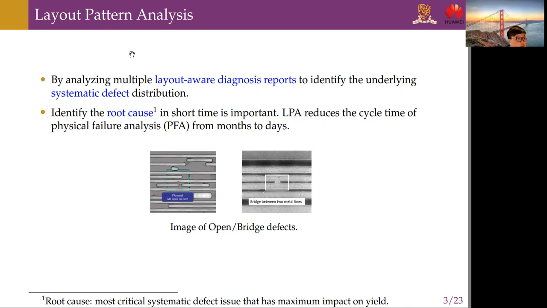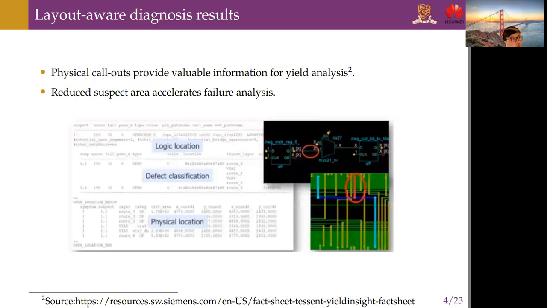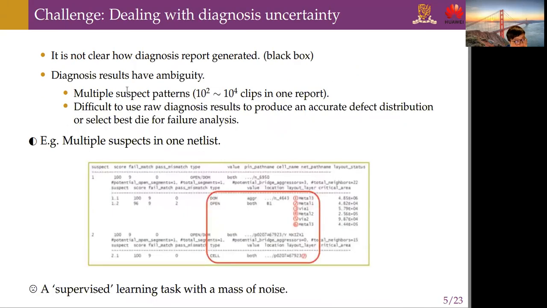which is an efficient method to identify the root cause. Physical callouts such as logic location, defect classification, and physical location provide valuable information for yield analysis. Diagnosis reports narrow down the suspect area and accelerate the failure analysis to a certain extent. However, the resolution of diagnosis is still not good enough to identify the root cause precisely. Hundreds of suspect patterns are presented in one report.